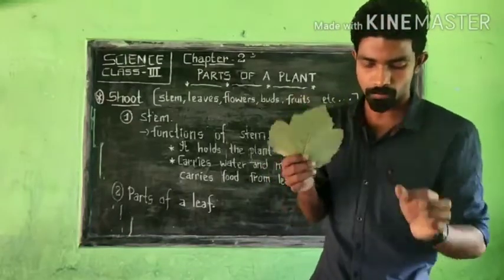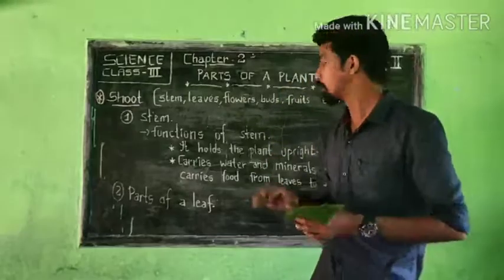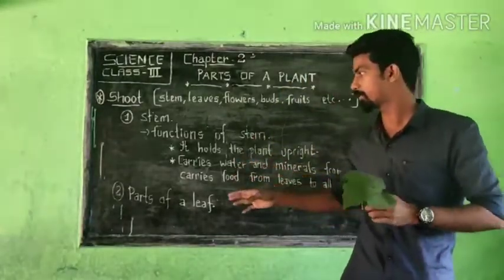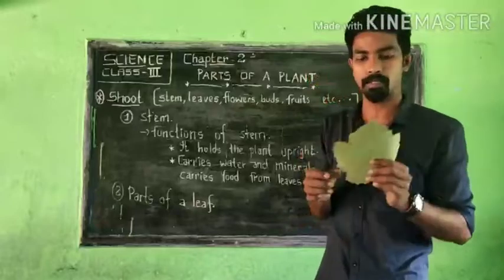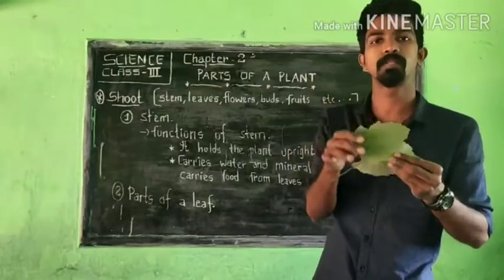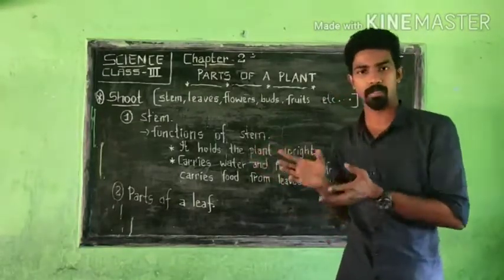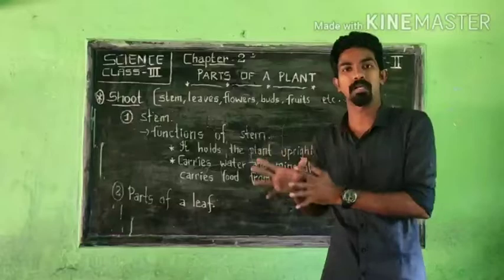So that is about the leaf parts, and that is about today's class. We learned about the parts of a leaf. Keep in mind to take a leaf, and if you have a lens, you can use it to see the stomata. I think all of you may have understood whatever I taught you today.